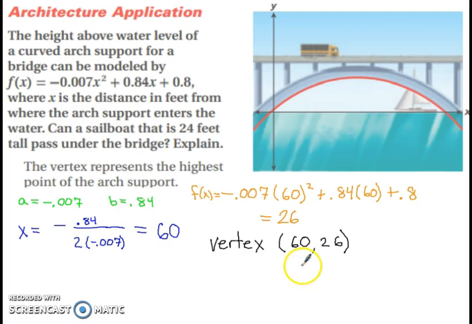So now we have our vertex. Our x was 60, which means we're going 60 feet in on either side here, and then it's 26 feet up. So from here to the water is 26 feet. If the sailboat is 24 feet, is the bridge high enough for the boat to pass through? Yes. So the boat can pass under the bridge. And that ends our lesson on characteristics of quadratic functions.